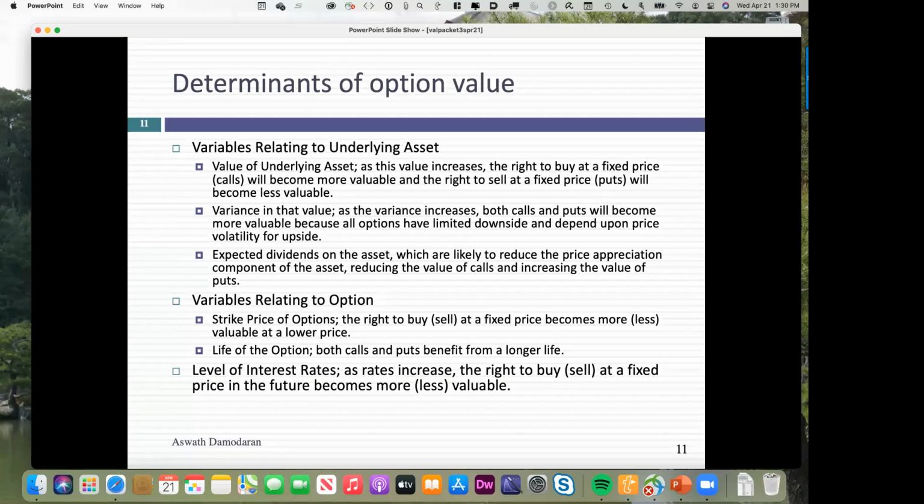There are 2 variables relating to the option. One is the strike price, right? The right to buy something at a fixed price is worth more if you have a lower strike price rather than a higher strike price. So call options become more valuable at lower strike prices. Put options become less valuable. And the other is how much time you have to play the game. The longer the time on an option, the more valuable options get.